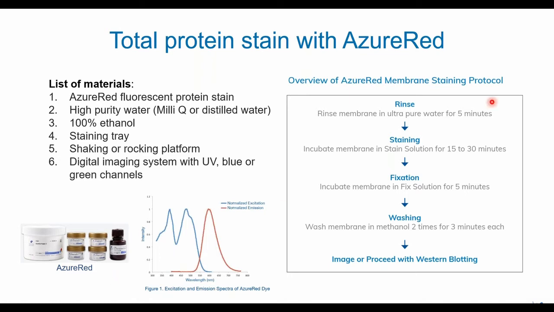Yeah, let's look at the overview of the staining protocol. As you can see, this is a post-transfer staining. Post-transfer staining means you run the gel, transfer, and after you get a blot, then we go to the total protein stain protocol. Rinse the membrane, staining, fixing, then washing, then you proceed with your imaging with the rest of the workflow. The details are listed over here.